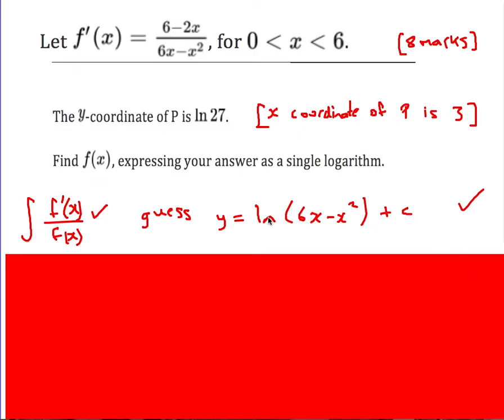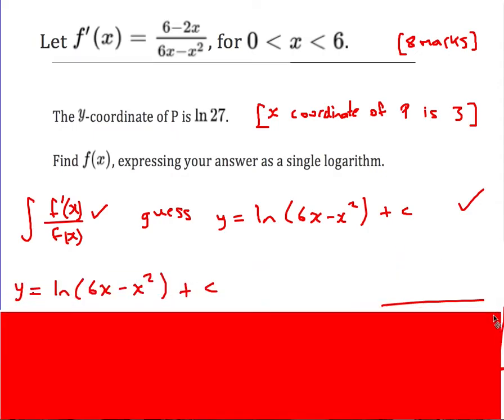And actually that's it. That gives us the differential, because when we differentiate ln, we're going to get 1 over this thing times the differential of this thing. Well, the differential of 6x minus x squared is 6 minus 2x. So that's it. Done. So we've done the first bit. We get to this bit, and we know that the x-coordinate of P is 3, the y-coordinate of P is ln 27.